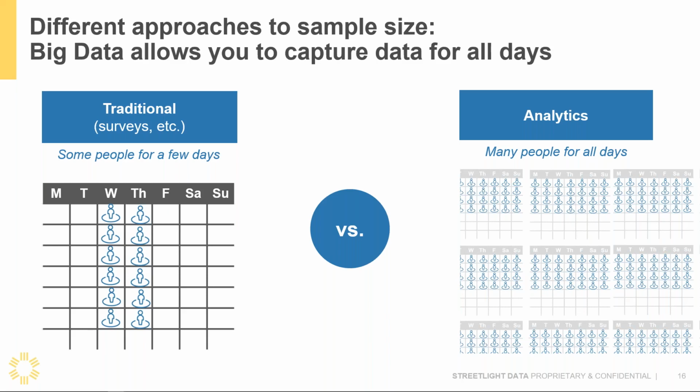Another major advantage of our approach with transportation analytics is sample size and representativeness. Traditional options for collecting transportation data like sensors and surveys, which you can see on the left, capture some people for a few days or a few locations. But transportation analytics over on the right captures many people for all days. So this allows planners to analyze large swaths of geography and longer time periods, and that generates a more representative and larger sample size.